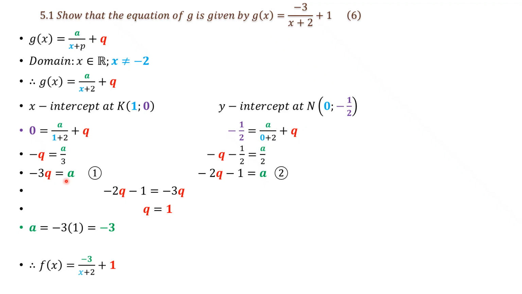Now a and a there are the same a's, so therefore I can equate the two. So -3q = -2q - 1. If I take -3q across, that becomes positive 3q - 2q, gives me q. And if I take -1 over, it becomes plus 1. Therefore, q = 1. Then we have a there, so q is 1. a then becomes -3 times 1, which gives me -3. So f(x) = -3/(x+2) + 1.